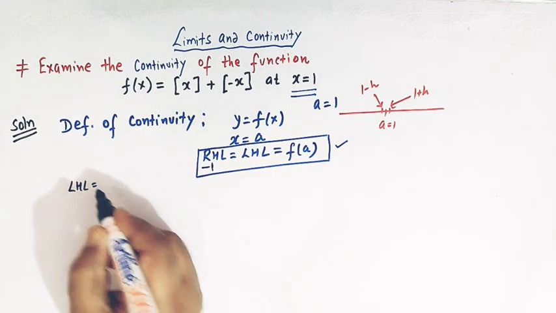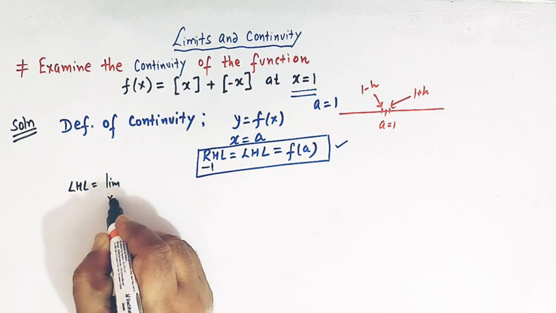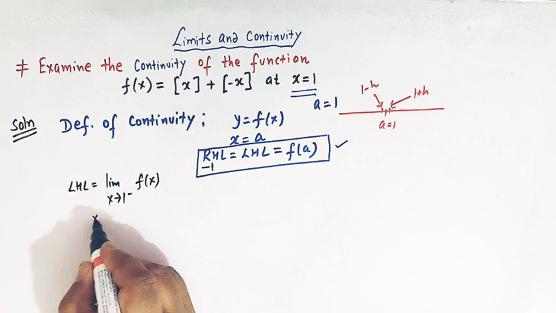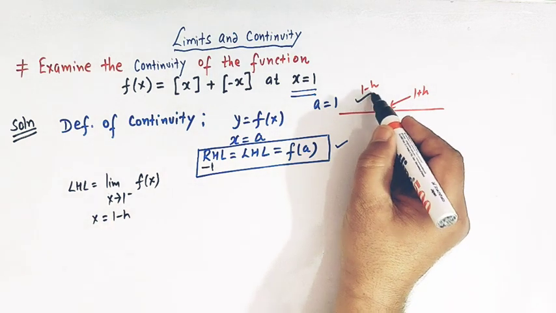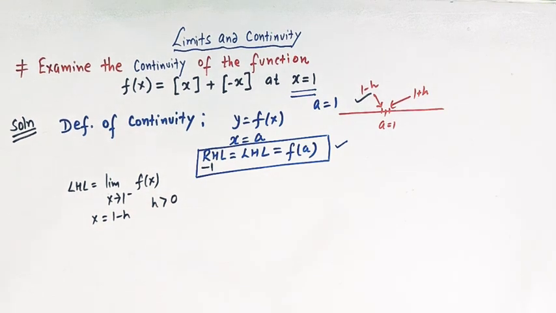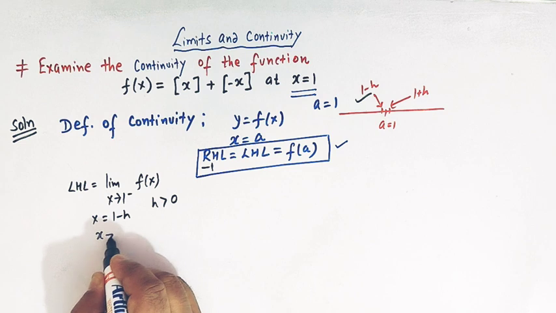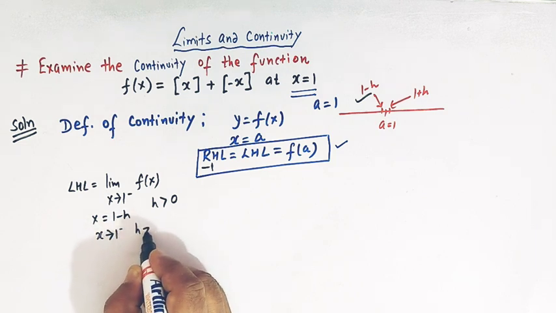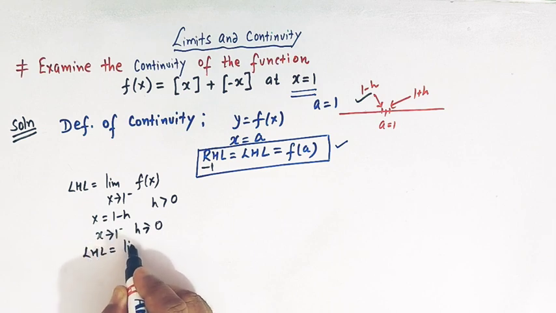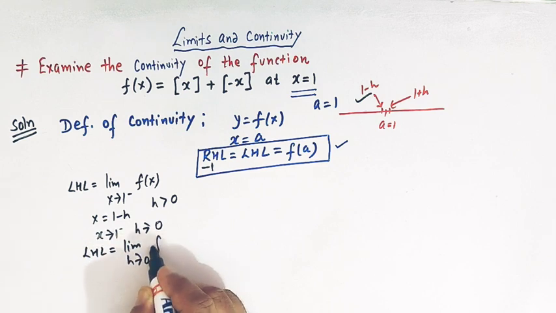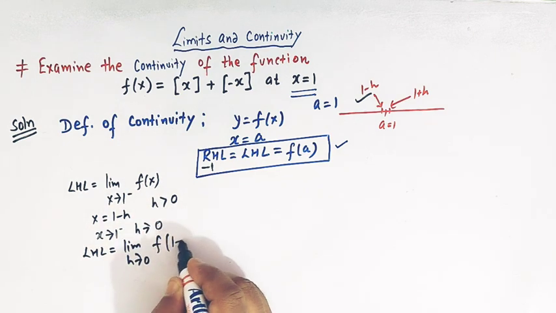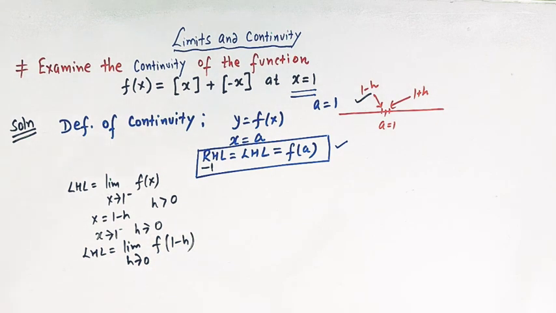So the notation for left hand limit is limit x tends to 1 minus f of x, right? And now here we'll take x is equal to 1 minus h, where h is a positive quantity. So now when x tends to 1, then h tends to 0, right? So now the left hand limit can be written as limit h tends to 0, and here we have f of x, and x is replaced by 1 minus h.